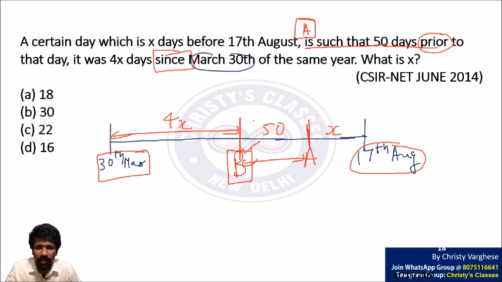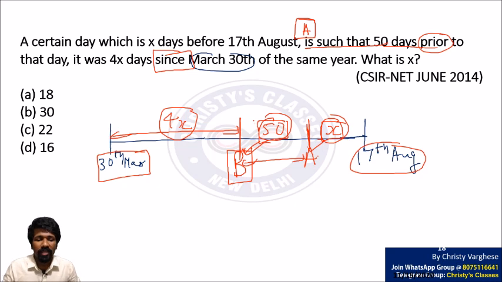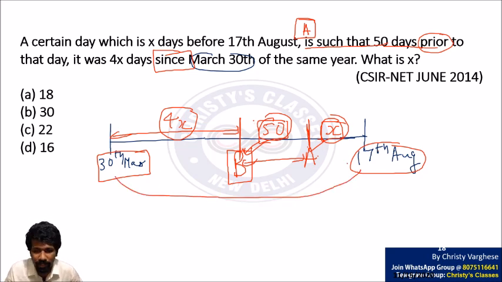Then what is x? Now it is very clear after this timeline, I guess. 30th March to B date is 4x days. B date to A day, 50 days. A day to 17th August, x days. These three values added, you should get the total number of days between these two dates. That you already know because you know the calendar. 30th March to 17th August, how many days are there? That will be equal to the sum of these three partitions. So that you have to calculate.